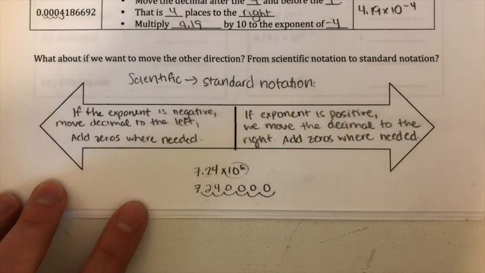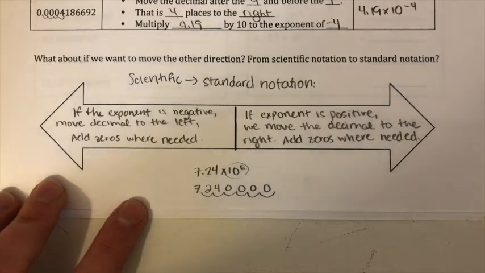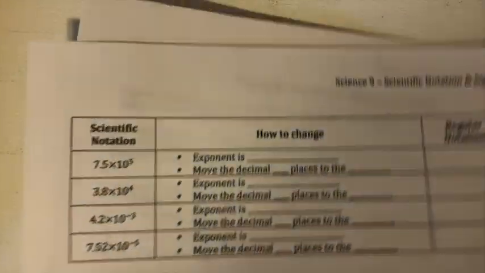7.24 times 10 to the 6. Okay, so that's what we mean by adding zeros where necessary. Okay, so we'll go through a few examples of that.